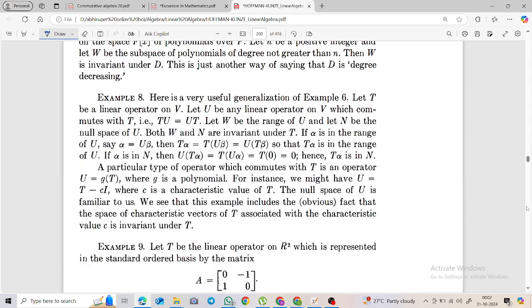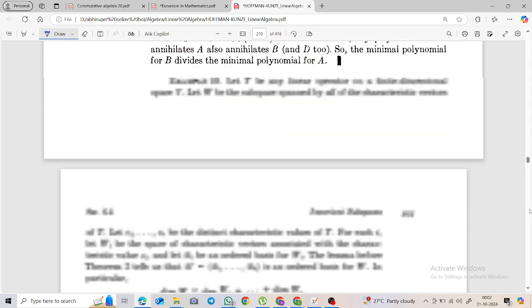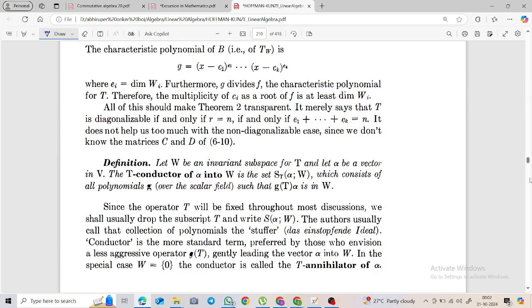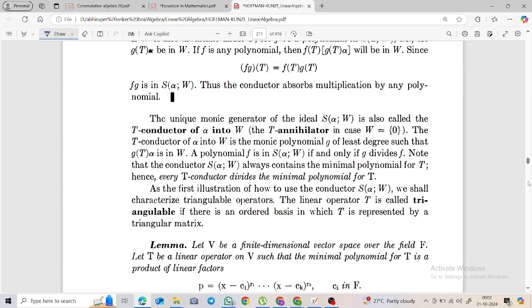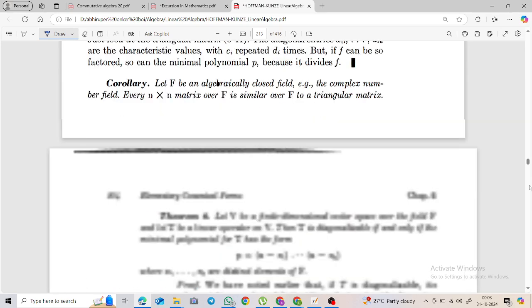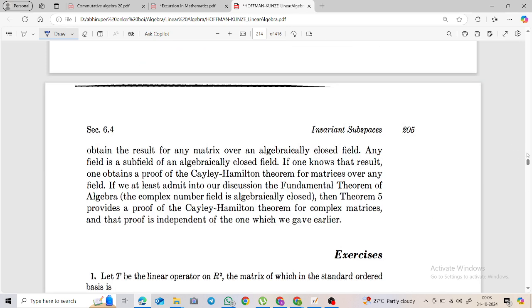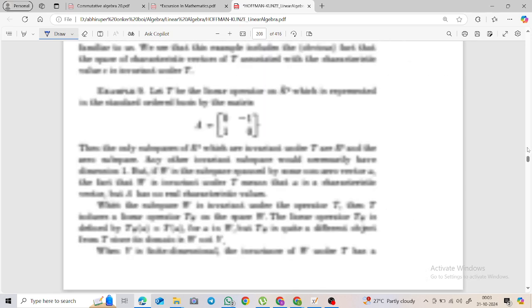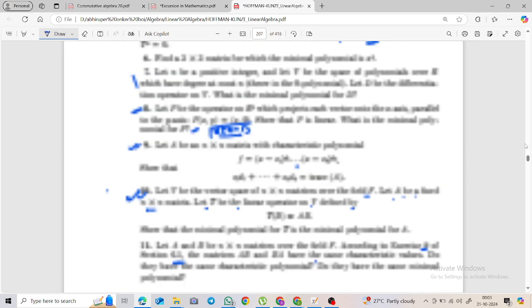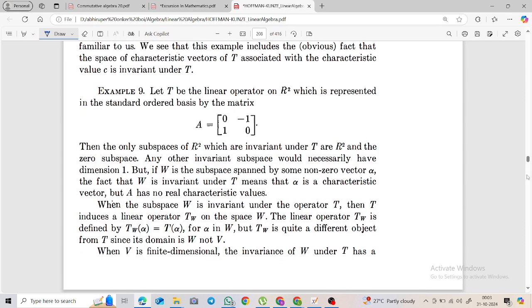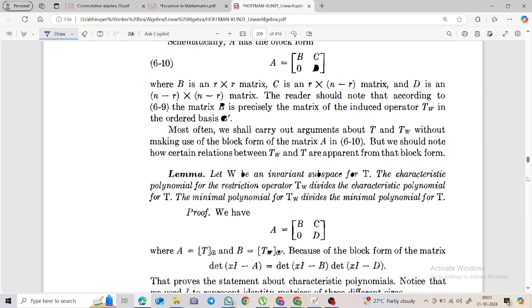Invariance of spaces, just let me have a look at it. T-conductor. This is the big chapter. Okay, we will do it in the next class. Today it's getting very late.